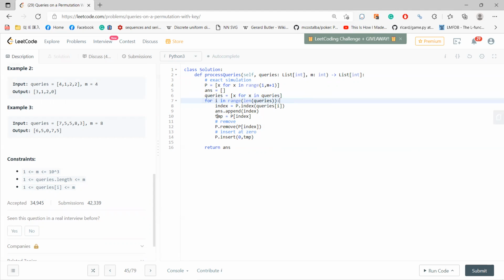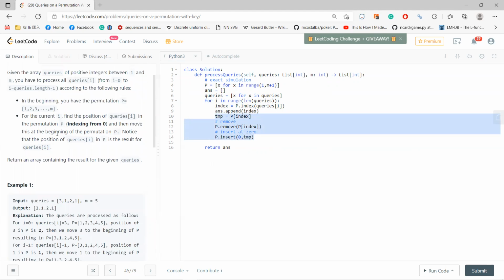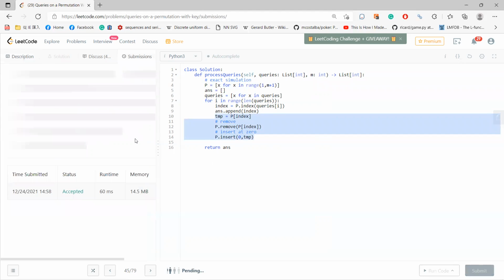Now you go through the queries, and then you find the index. The answer should appear at that index, and then you take P[index] into a temporary value. Then you just remove that index and insert the value at the beginning. So these 3 steps are just the simulation. Then you just return the answer. So just follow the definition, and yeah, that's it.